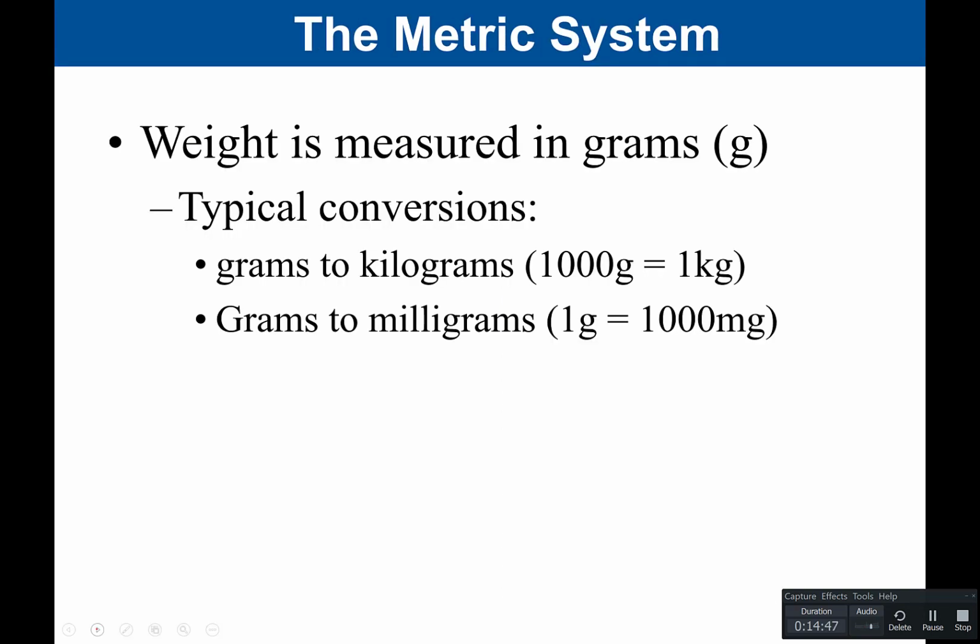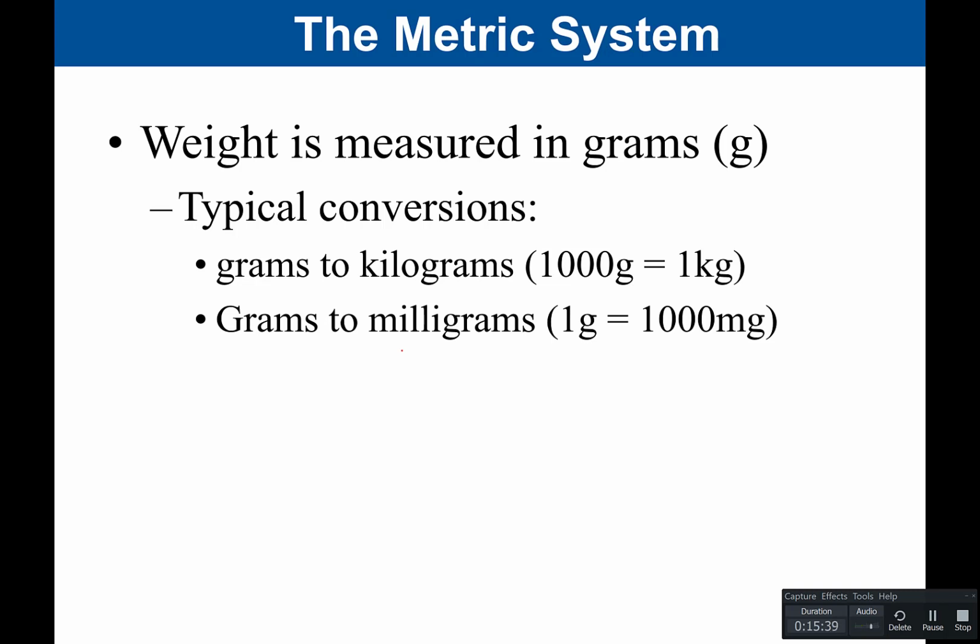In the metric system, weight is measured in grams. Typical conversions, so again, if you think about the base unit being grams, those prefixes, the part that comes before gram, is consistent whether you're talking about weight, volume, distance, etc. And what I mean by that is if we convert from grams to kilograms, we have 1,000 grams is equal to 1 kilogram. Kilo again means 1,000. Grams to milligrams, we have 1 gram is equal to 1,000 milligrams, so on and so forth.